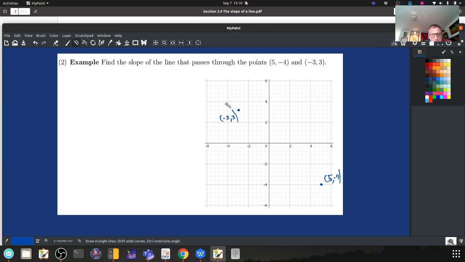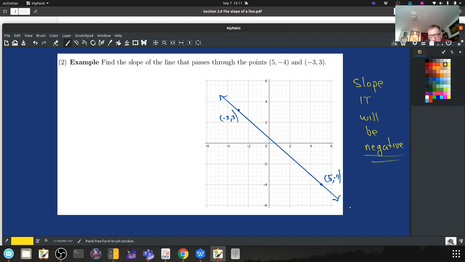So here's the thing I'm going to tell you. It's not the best drawing in the world, but good enough for these purposes. I'm going to make a claim. I'm going to claim right now that when I find my slope, it will be negative. And then I'm going to talk to you about how you can check just by looking at it whether it's going to be negative or positive.